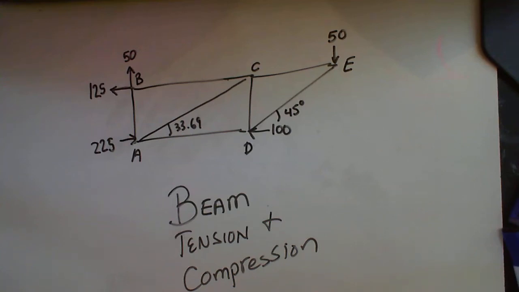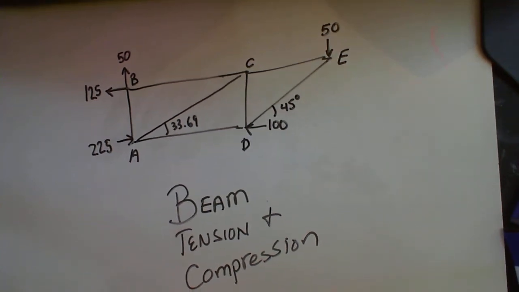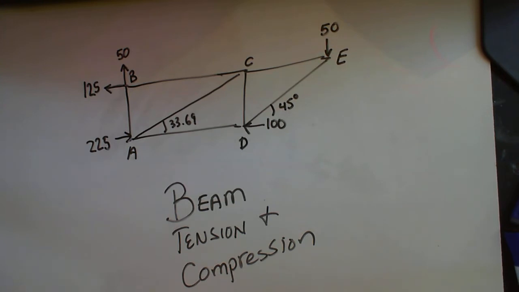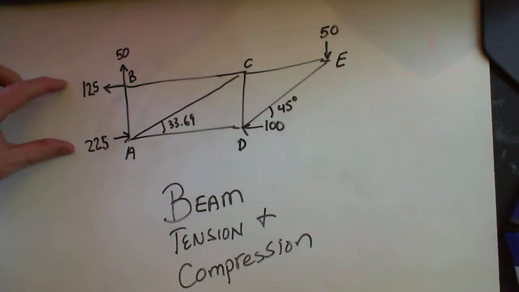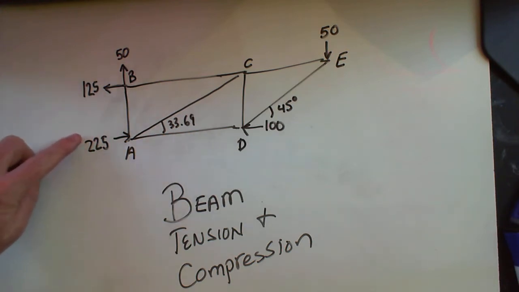We are now going to start talking about how to calculate the tension and compression in the different beams. If you did not pick up the first video, that is where we determined what the reactionary forces are, the 50, the 125, and the 225, and the directionality of those. If you do not know how to calculate those, you need to go back to video number 1.